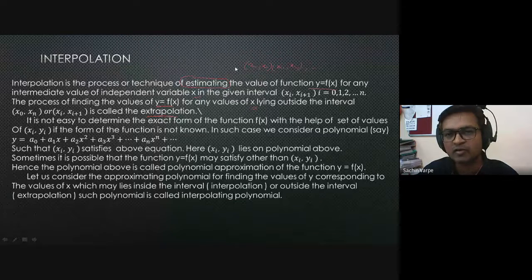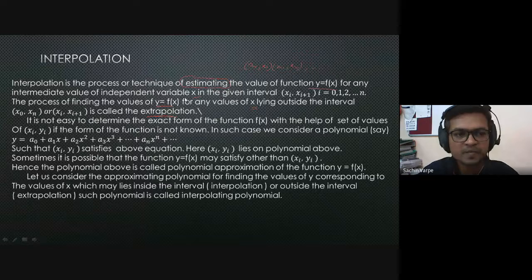And for a given value outside the interval, if I want to find the value, then that is called extrapolation. So interpolation and extrapolation, the two concepts. Clear? It is not easy to determine the exact form of the function f(x) with the help of a set of values of xi, yi. Anyway, it's not necessary to discuss all about this.